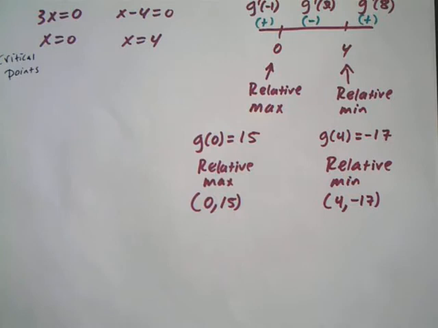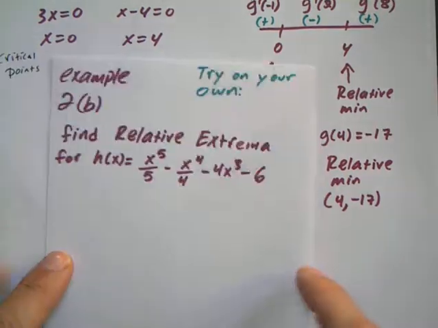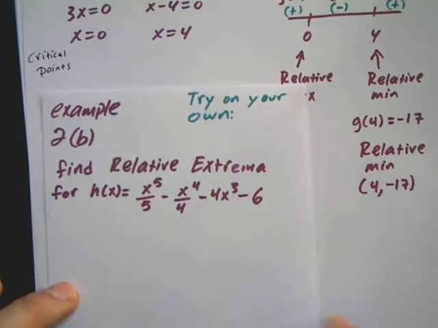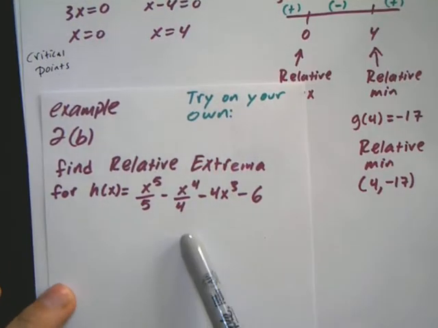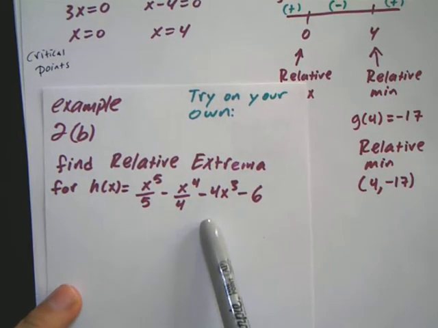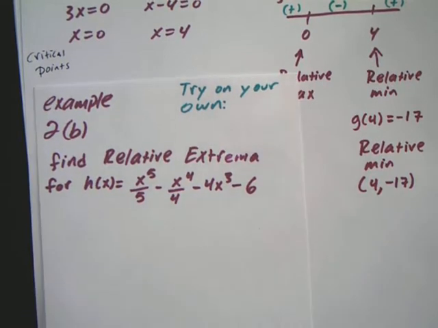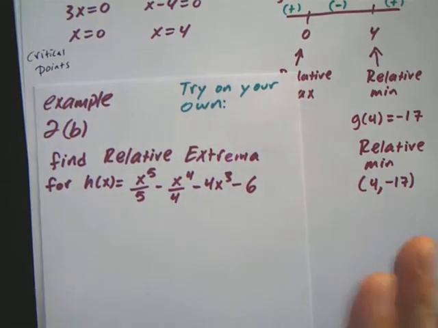Now there is another example I want you to try on your own. So example 2b. See if you guys can find the relative extrema to this function, to h of x. But this time I'll give you a moment to pause it, try it yourself, and then in about 2 seconds I'll flip this over and show the answer.